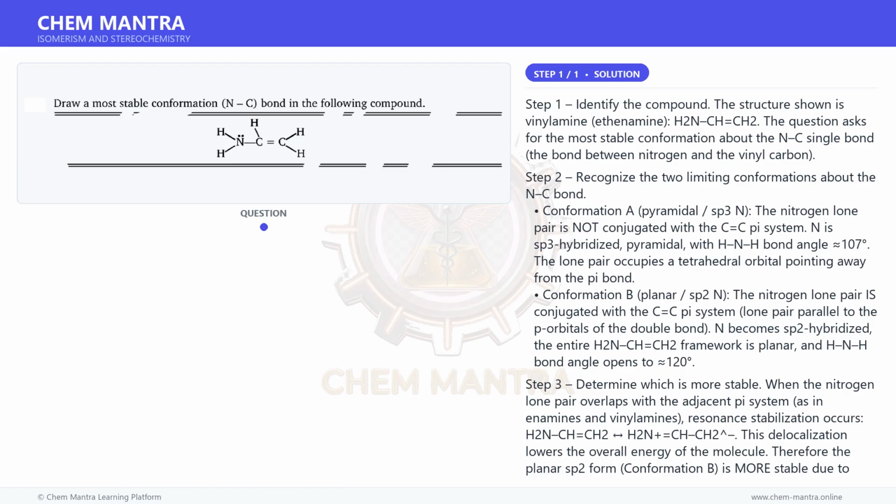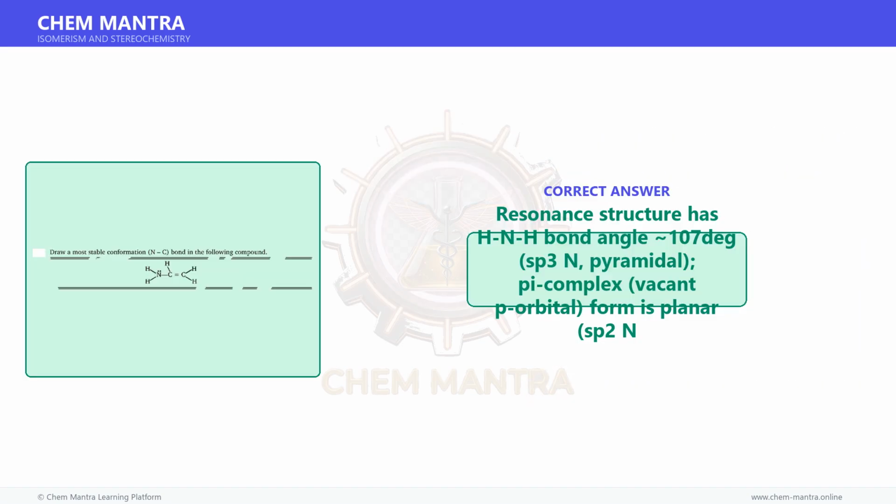Step 6. Summary. The non-conjugated structure depicts sp3 N, pyramidal, H-N-H 107 degrees. The conjugated planar form depicts sp2 N, H-N-H 120 degrees, and this is the most stable conformation about the N-C bond. Therefore, the correct answer is: the non-conjugated structure has an H-N-H bond angle of about 107 degrees, sp3 N, pyramidal; the conjugated form is planar, sp2 N, with H-N-H about 120 degrees. The correct answer is shown on screen.